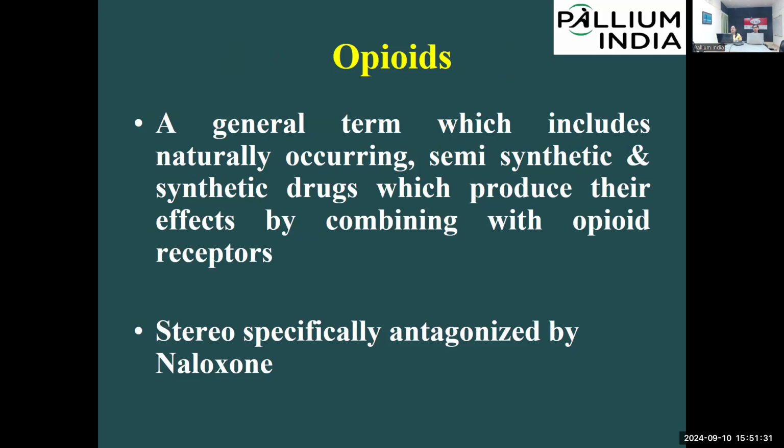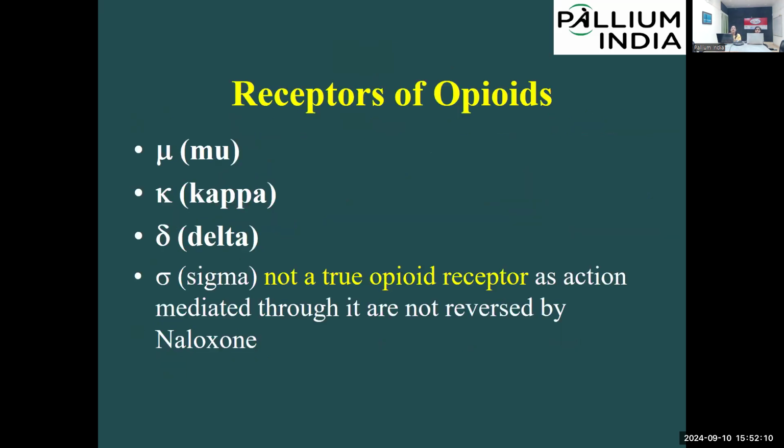So now, what are opioids? Opioid is a general term which includes naturally occurring, semi-synthetic and synthetic drugs. They produce their effect by combining with the opioid receptors and their actions are antagonized by naloxone. So how do they produce their effect? By combining with the opioid receptors, and their actions are usually specifically antagonized by naloxone. Such drugs are called opioids.